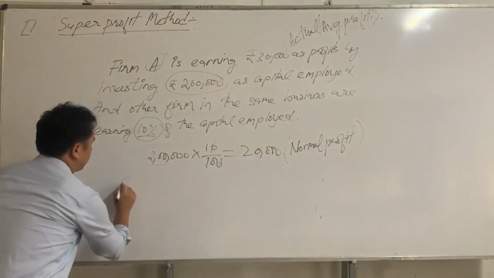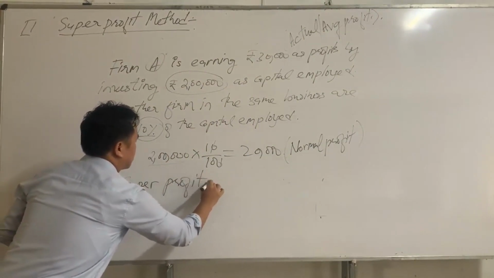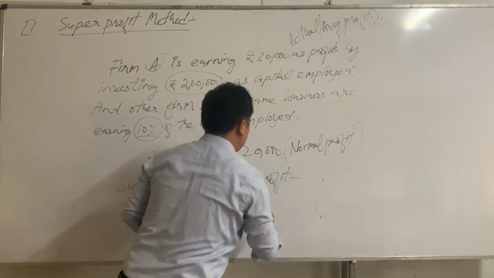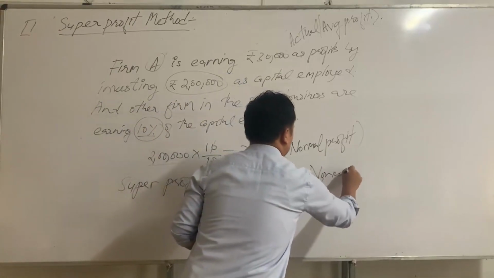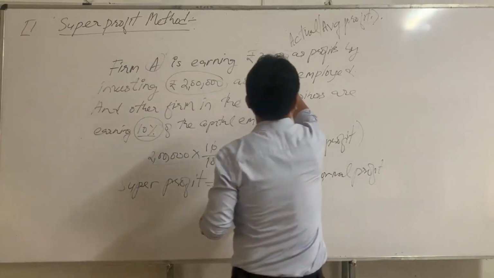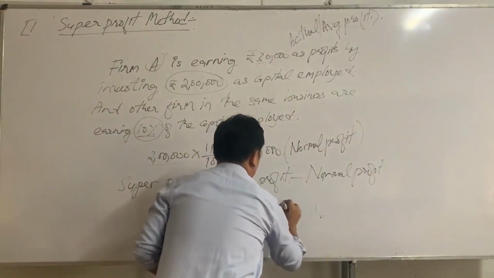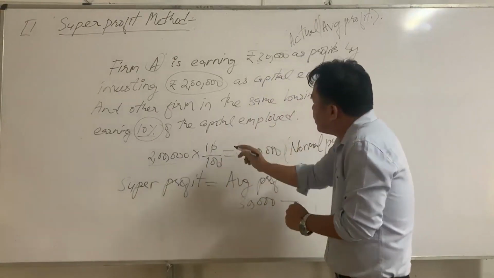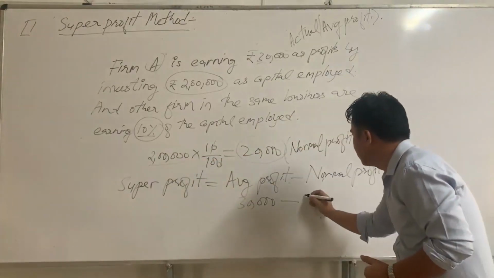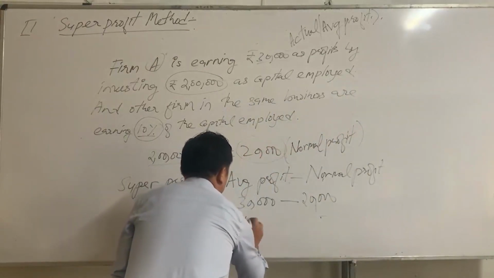How? We know the formula of super profit. What is the formula of super profit? Super profit is equal to average profit minus normal profit. Okay, tell me what is average profit of the firm? 30,000 is the average profit of the firm. Minus what is normal profit? The profit which is supposed to be earned by firm A on the basis of capital employed. 20,000. So super profit is equal to how much?